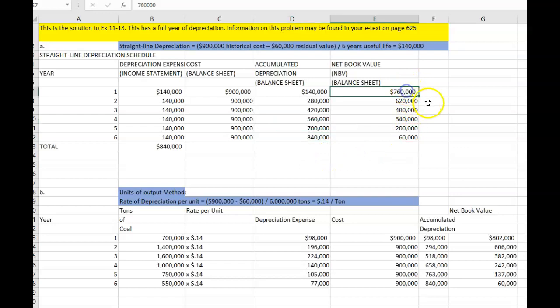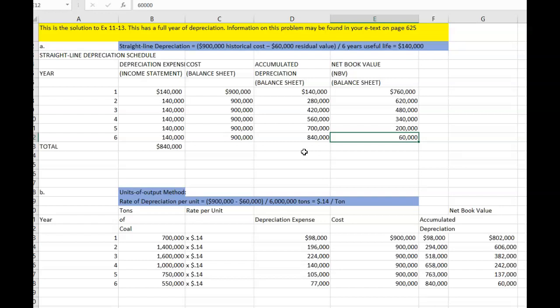Notice that it has changed from $760,000 in the first year down to its residual value of $60,000 at the end of year 6. Note, we can never depreciate below salvage value. So we always have to be sure that we stop at that salvage value, in this case, $60,000. That's the most common way that we do depreciation in the US, mostly because of its simplicity.